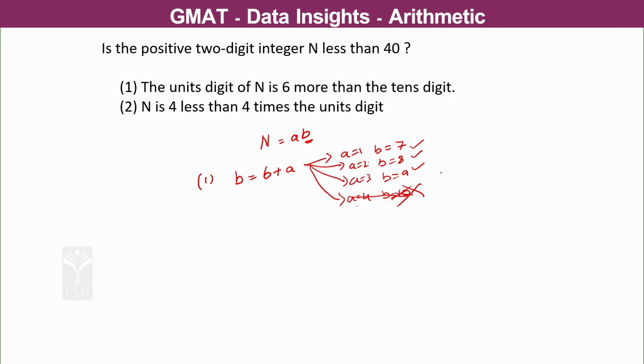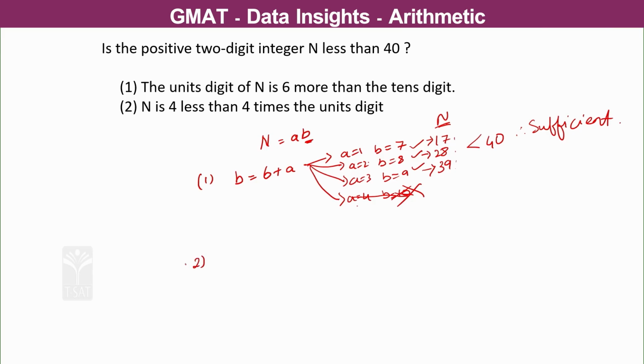So, what is the question asking? Is n less than 40? They are not asking you the value of n, but whether it is less than 40. When a is equal to 1 and b is equal to 7, n is 17. When a is 2 and b is 8, n is 28, and when a is 3 and b is 9, then n is 39. For all these possible values, they are all less than 40. Therefore, this data is sufficient to tell that yes, definitely n is less than 40.